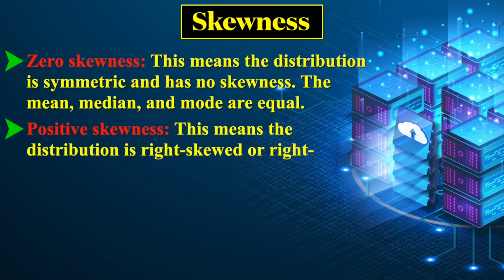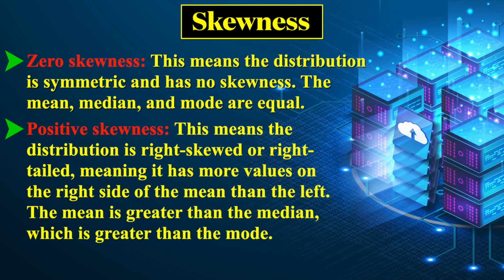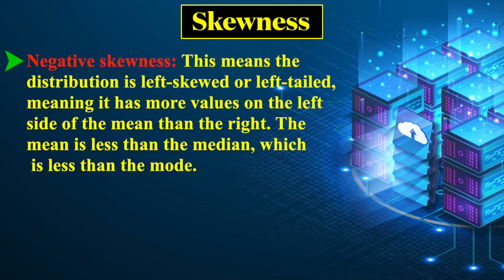Whereas positive skewness is where the distribution is right skewed or right tailed, meaning it has more values on the right side of the mean than the left. The mean is greater than the median, which is greater than the mode. Now come to negative skewness. This means the distribution is left skewed, meaning that it has more values on the left side of the mean than the right side. The mean is less than the median, which is less than the mode.